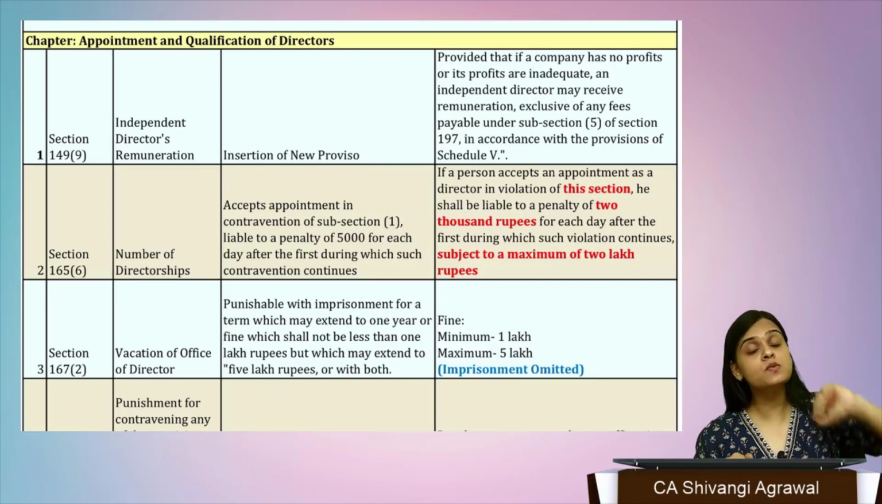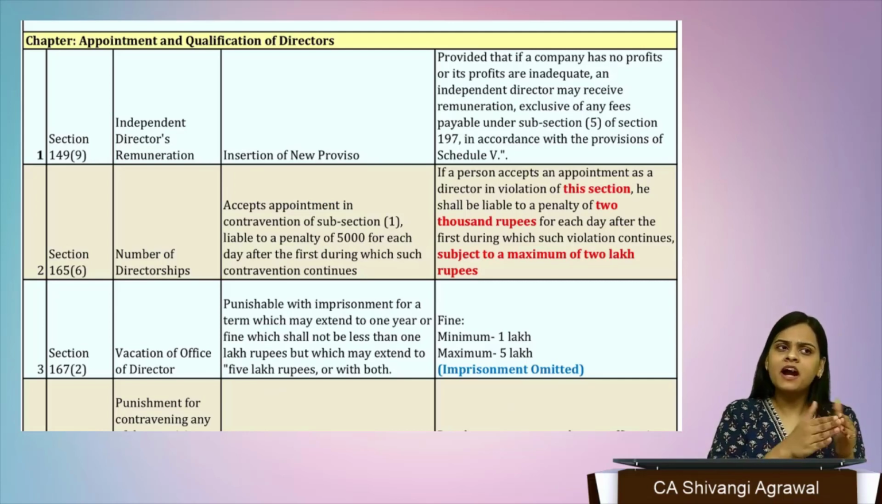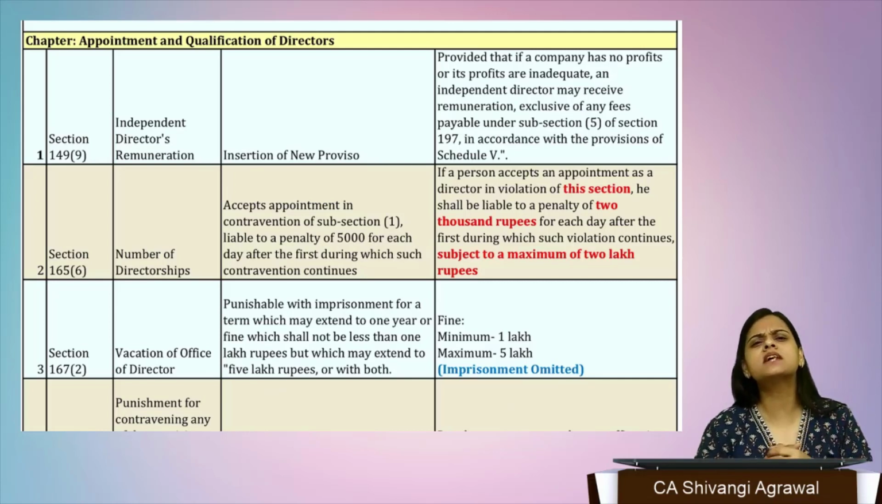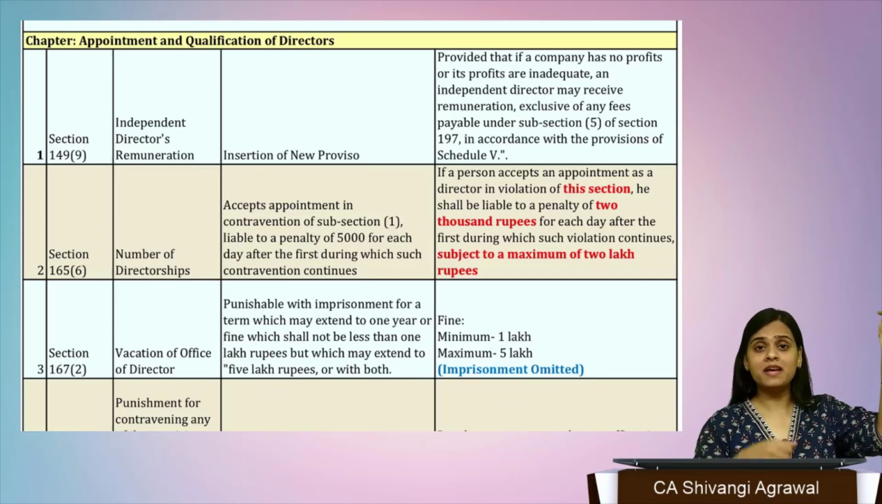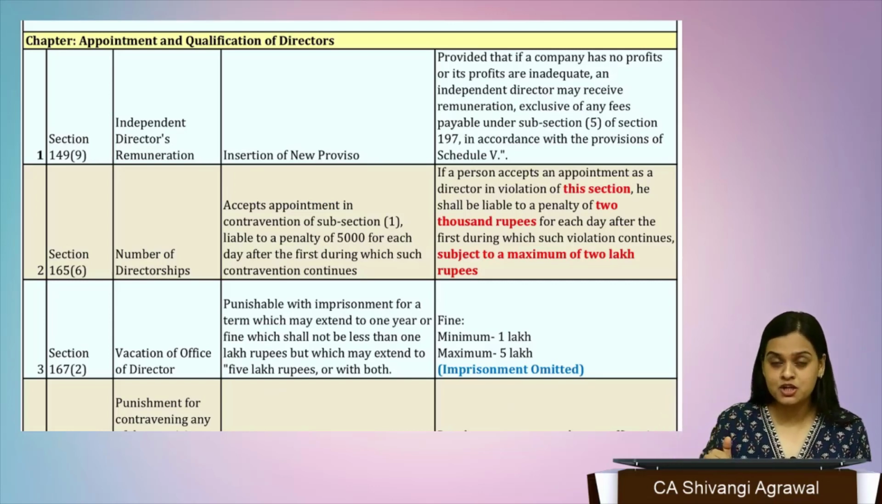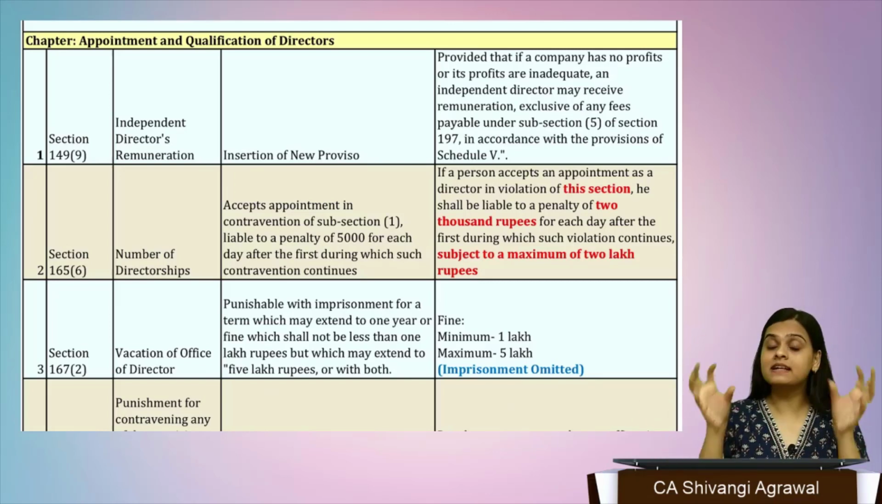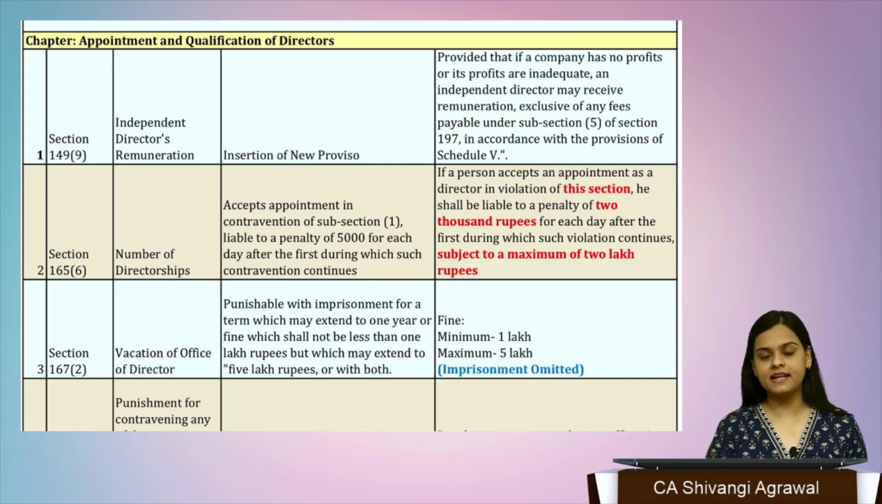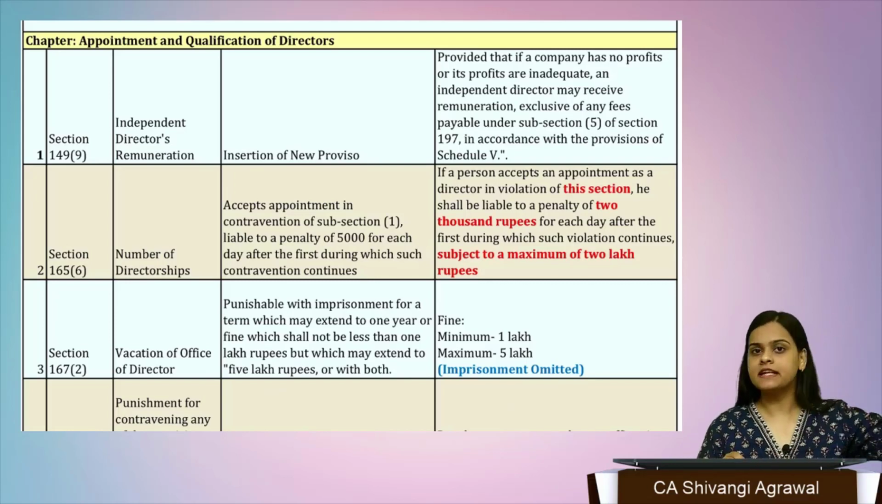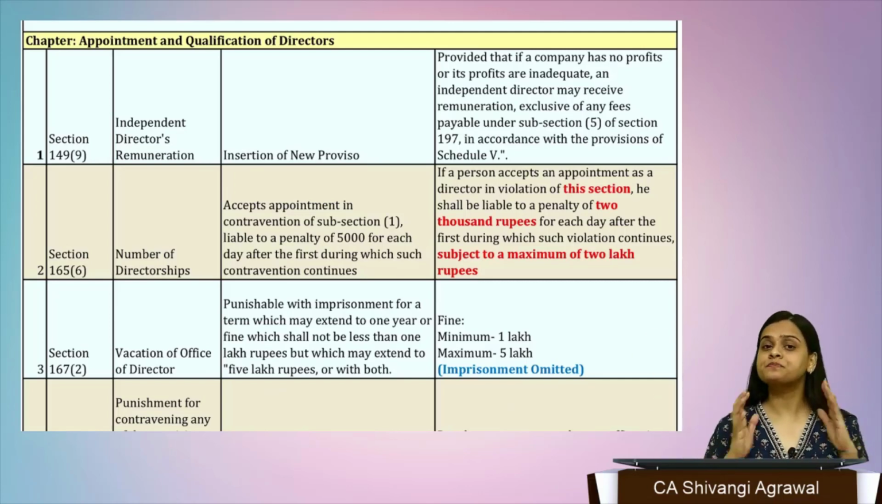Sitting fees also have a limit per board meeting, right? And apart from that, they get profit-based commission. So if the company is making good profit, then definitely the company can pay commission to the non-executive directors, who include, or the category includes, independent directors also, right? Independent directors will not come in the category of executive directors, they will be non-executive directors only, right?